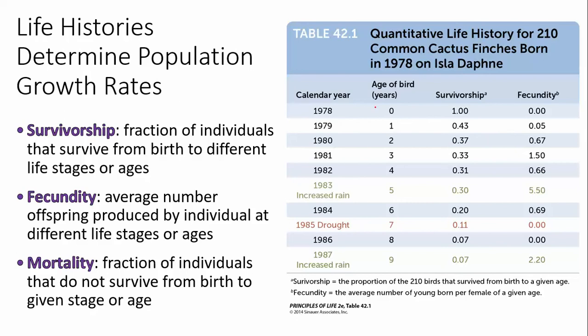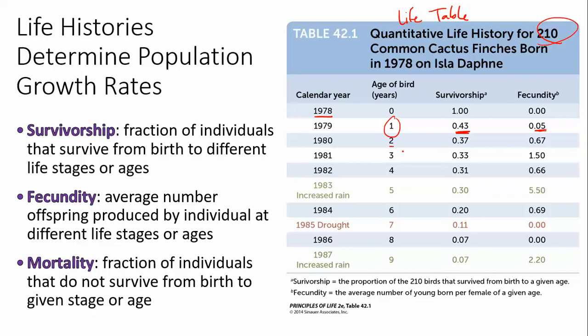You can see them in something like this, which is called a life table. In this instance, they're looking at 210 cactus finches that were born in 1978. And they marked them so that they could track and see how many of them were still alive a year later. So at a year, 43% of those birds were still alive. The fecundity is the average number of offspring born per female of a given age, but we're going to ignore that for now. Let's just look at survivorship.